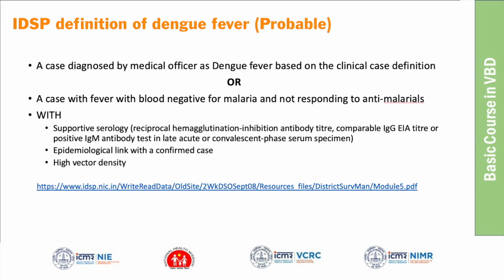And then probable. So in an area, the medical officer is diagnosing dengue fever based on the clinical definition. I took this definition from the IDSP website; if there are any updations, you can highlight them. And then it should be supported by serology. Here they have given hemagglutination inhibition, antibody titer or IgG. I think now routinely IgM and NS1 are adopted, the NS1 antigen or IgM antibody test. IgM is usually tested after 5 days, and before 5 days we test for NS1. Or there is an epidemiological link with a confirmed case, or an area with high vector density.